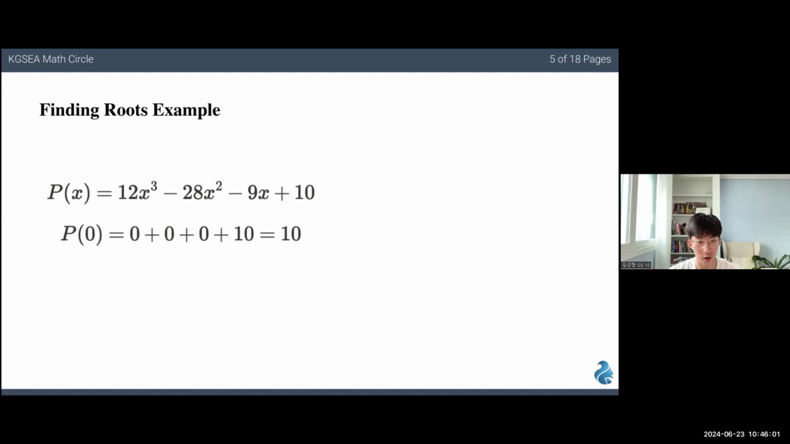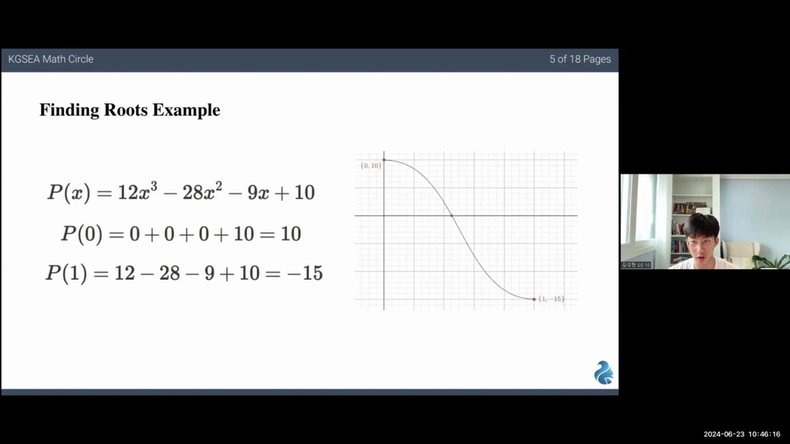And if you just try 1, this is the same as the sum of the coefficients, which will come out to be negative 15. And although it seems like this doesn't really help, if we plot these two on a Cartesian plane and we try to draw any sort of continuous line between them, we know that it must intersect the x-axis due to the intermediate value theorem. So essentially, from evaluating P of 0 and P of 1, we're able to deduce that there exists a root such that it's between 0 and 1.